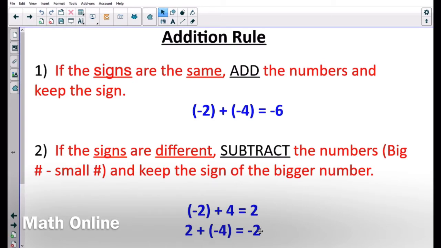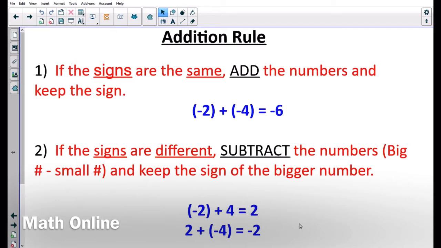But which sign should we keep? Well, what does the statement say? It tells us, after you subtract, keep the sign of the bigger number. Which number of these two is bigger, number-wise, right? The 2 or the 4? The 4. So therefore, if the 4 is negative, our solution must be negative, okay? So that's how the addition rule works, okay?